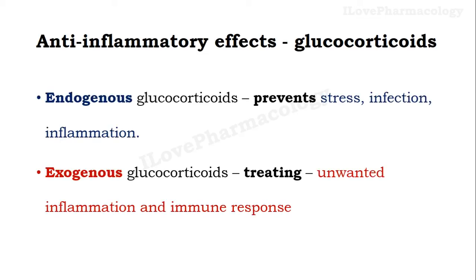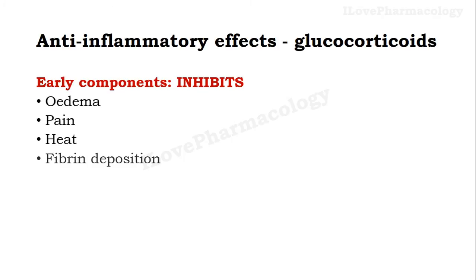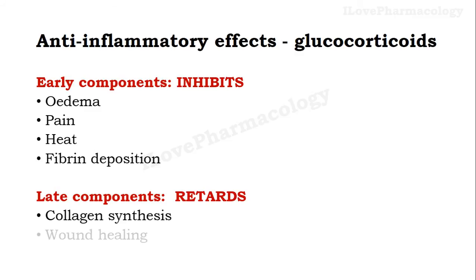Endogenous glucocorticoids help in prevention of stress, infection and inflammation, whereas when we give exogenous glucocorticoids, they help in treating unwanted inflammatory effects as well as the immune response. It has two components. The early component is mainly responsible for inhibition of edema, pain, heat and fibrin deposition, and the second is the late component, which causes retardation of collagen synthesis and retards the wound healing process.